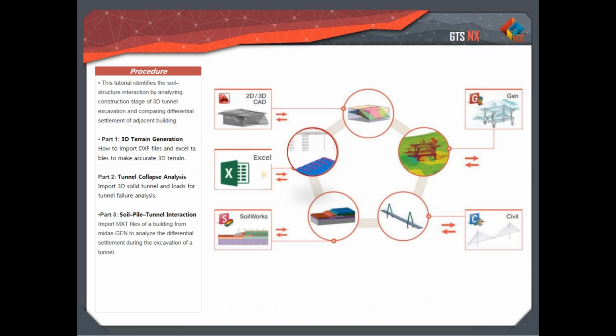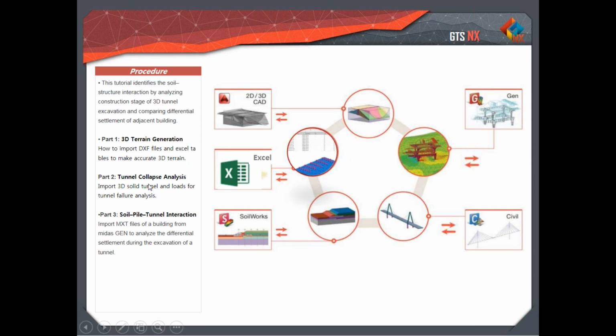So we will cover three different parts in this training. Part one will focus on interaction with AutoCAD and Excel in order to generate a 3D terrain. We'll be importing DXF files for topography, and we'll be importing boring hole data from Excel, and we'll use that to create the 3D terrain. And then we'll export that back to AutoCAD just to show some of these interactions.